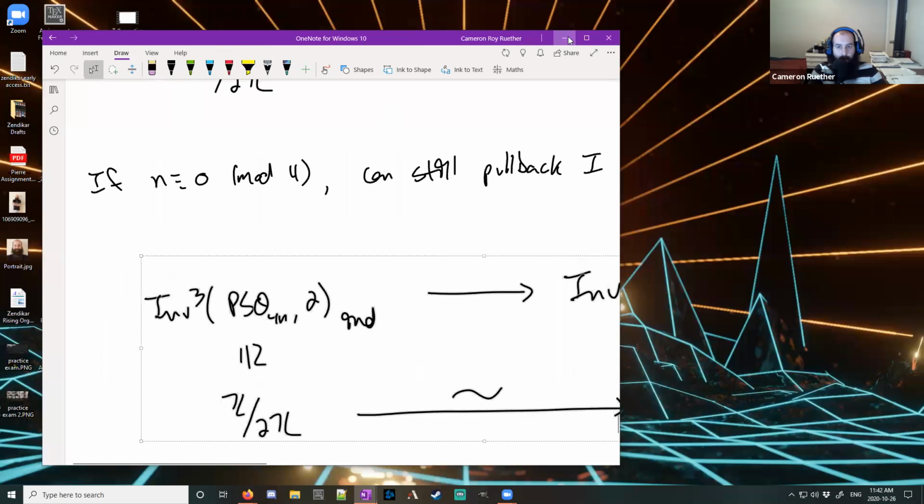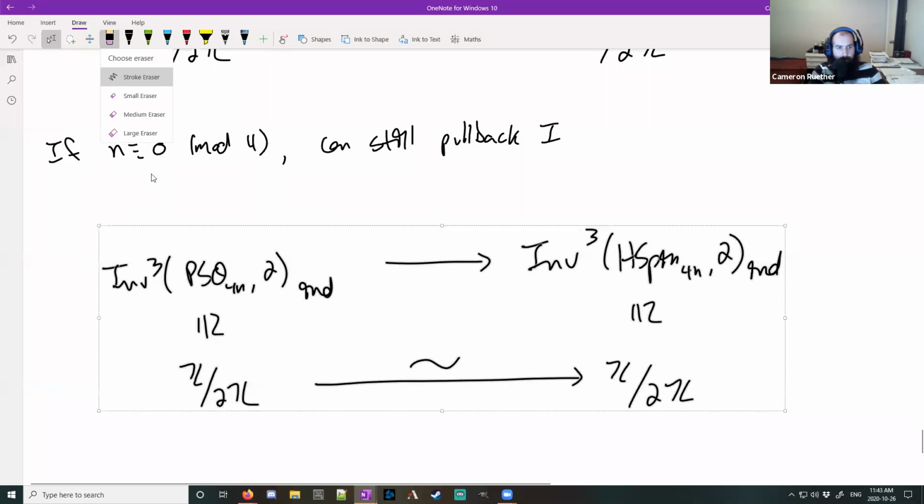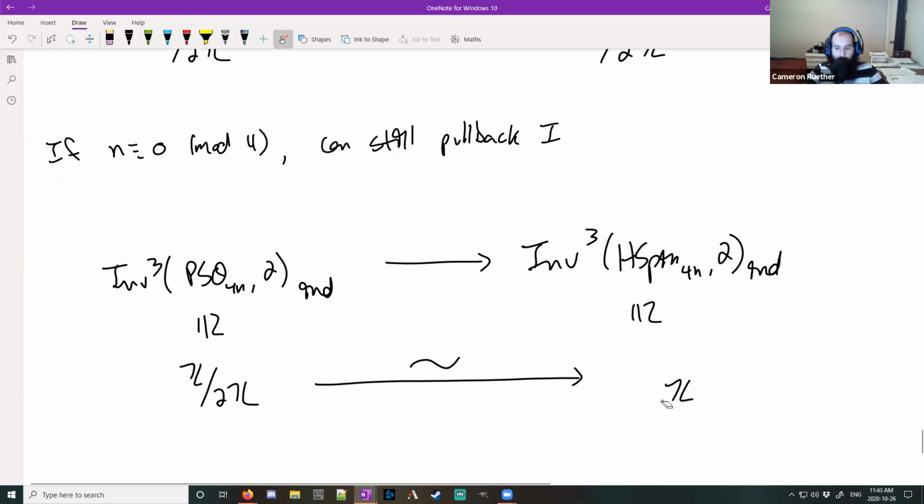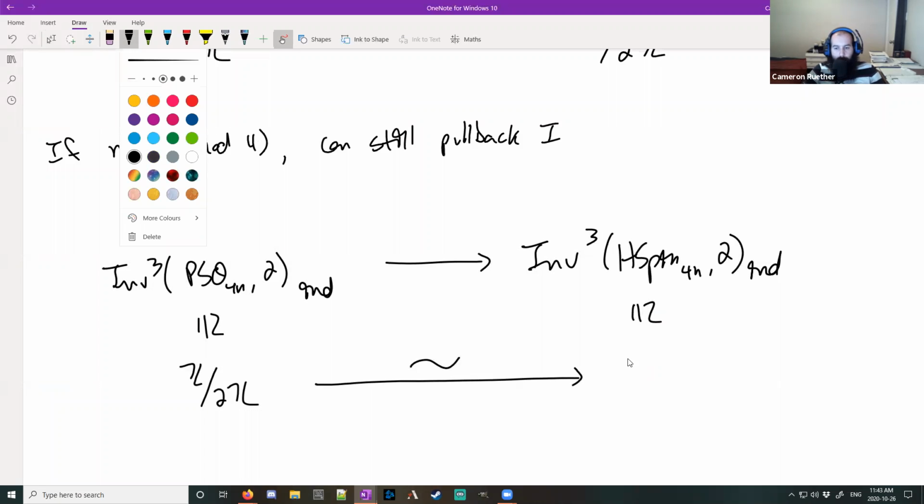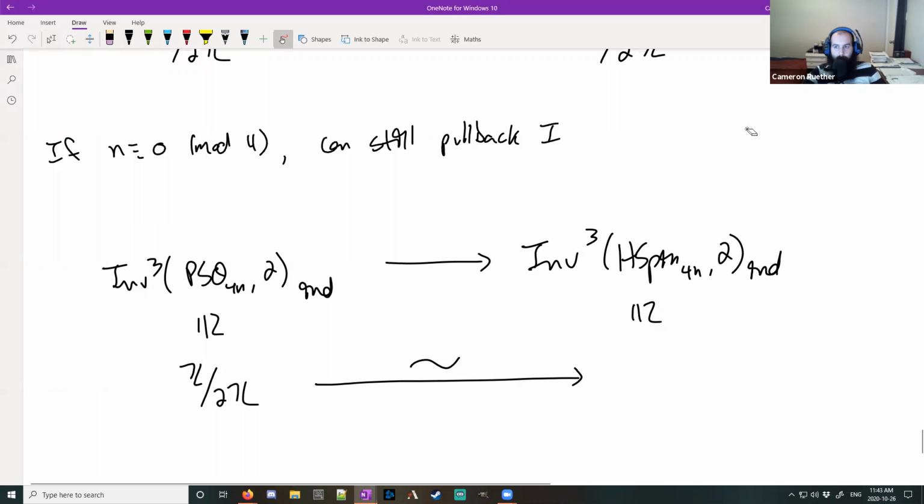it's not wanting to let me pick my eraser. All right, here we go. This group over here changes. Why can't I select my pen again? Sorry, everyone. That's fine. All right, here.